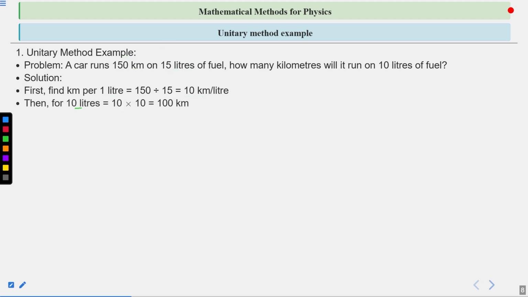Then for 10 liters, how many kilometers? In 10 liters, there are 100 kilometers. In this type of question, first we find the kilometers per liter, then we multiply as asked. So the answer: the car will run 100 kilometers on 10 liters of fuel. Clear?